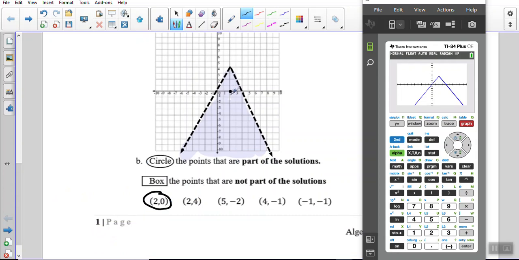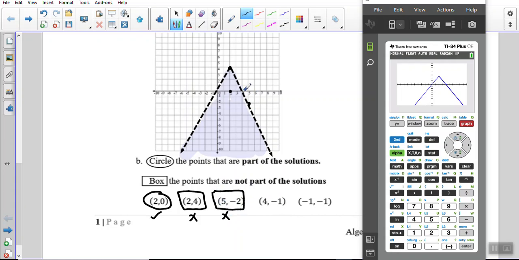Now let's look at 2, 4. So coordinate 2, 1, 2, 3, 4. It's over here, but unfortunately it's on the dotted line, so it's not part of the solution. So I'm going to put a box around it. So it's not a solution. This one is a solution, this is not a solution. 5, negative 2. So positive 5 and then negative 2 is, again, on the dotted line, so this is not a solution. So I'm going to put a box around it.